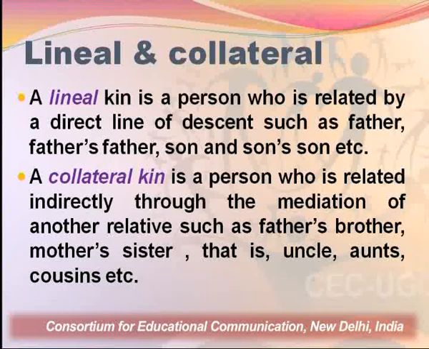The next concept is lineal and collateral. I just explained lineal and collateral. To repeat, a lineal kin is a person who is related by direct line of descent, such as father, father's father, son and son's son. A collateral kin is a person who is related indirectly through the mediation of another relative, such as father's brother, father's sister, that is uncle, aunt, cousin, etc. So, on one side you have lineal relatives, all those who are related through the father's line of descent, and then the second are those who are related through the lineal relatives, who become collateral. Descendants of lineal kin are called collateral kin.